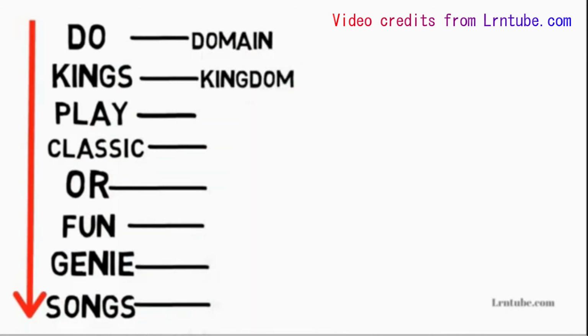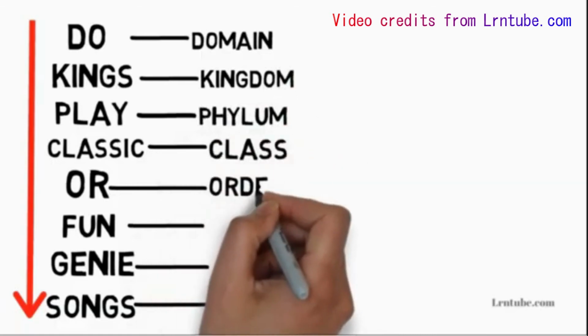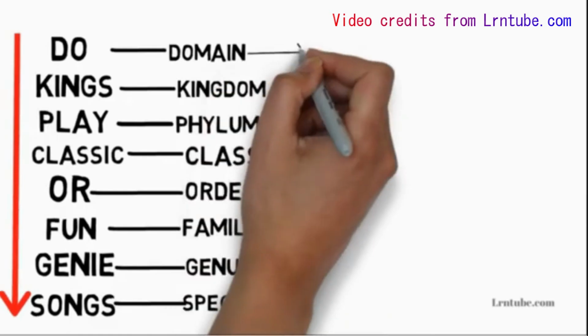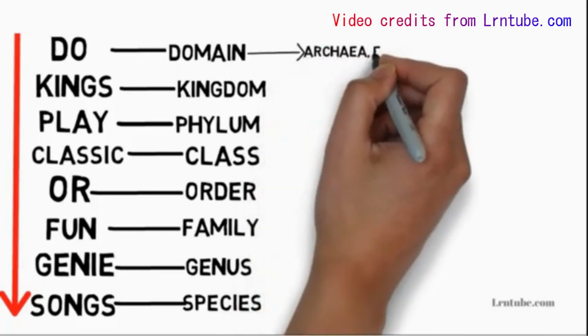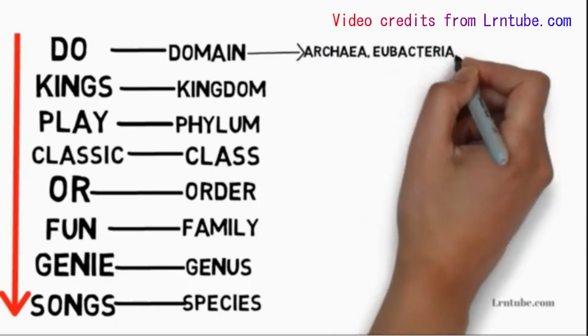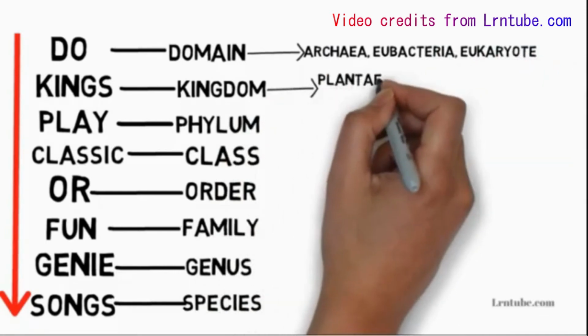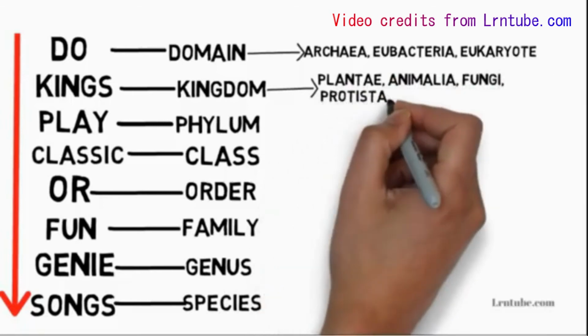Domain, kingdom, phylum, class, order, family, genus, and species. Now, under domain, we have three basic domains, and they are Archaea, Eubacteria, and Eukaryotes. Under kingdoms, we have 5 kingdoms, and they are Plantae, Animalia, Fungi, Protista, and Monera.